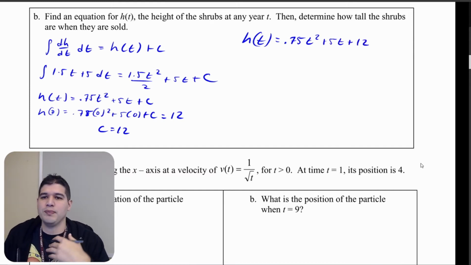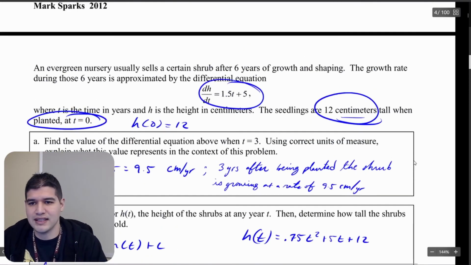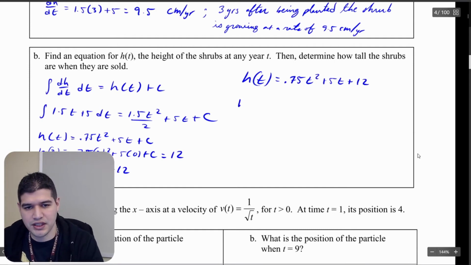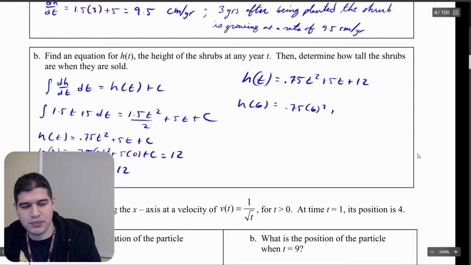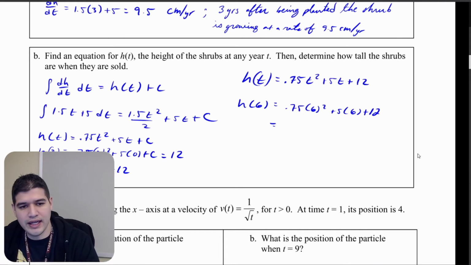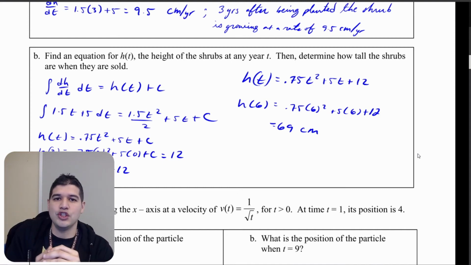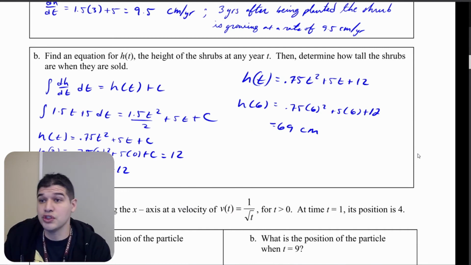So now we want to determine how tall the shrubs are when they're sold. And remember, in the problem, it says that we sell those shrubs at 6 years. So we want to find the height of the shrub at 6 years. h of 6. So let's figure this out. 0.75 times 6 squared plus 5 times 6 plus 12. We evaluate all of that and we get 69 centimeters. Again, keeping in account the units of measure. So we really have to hold on to these shrubs for a really long time in order to sell them at a height that's going to be desirable to those customers.